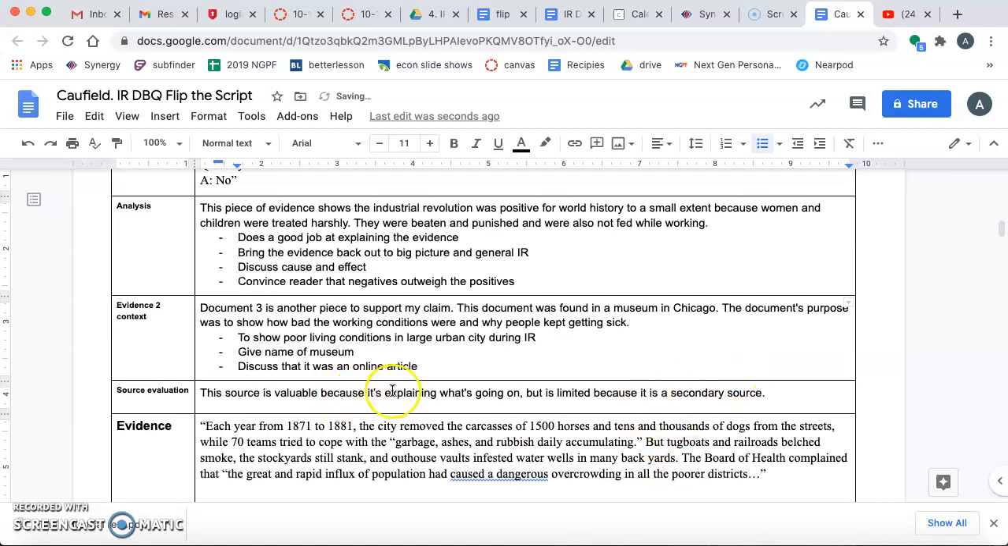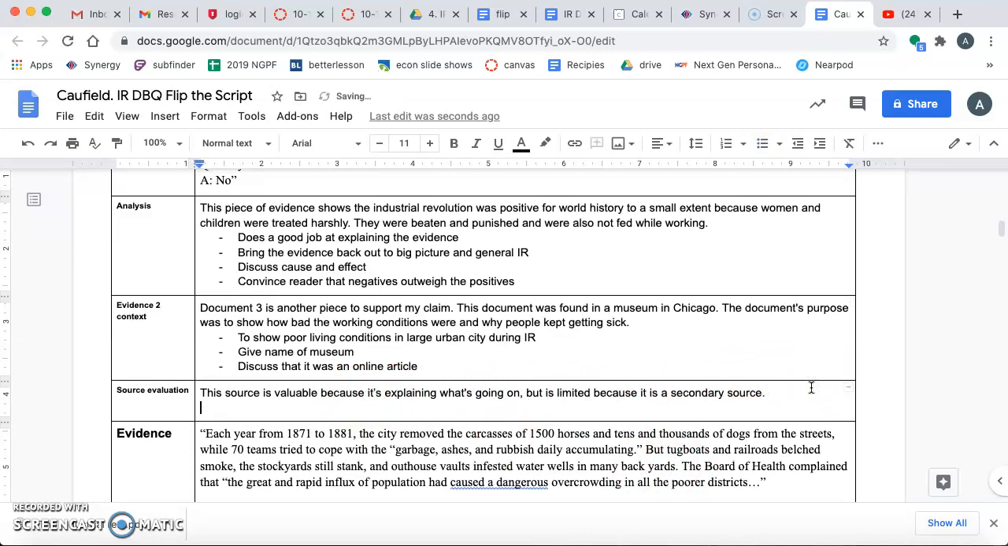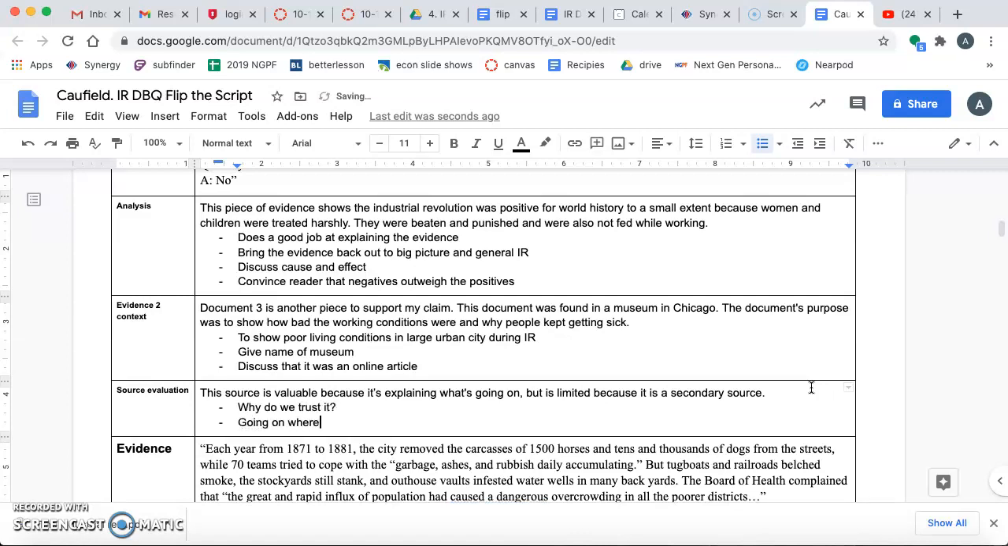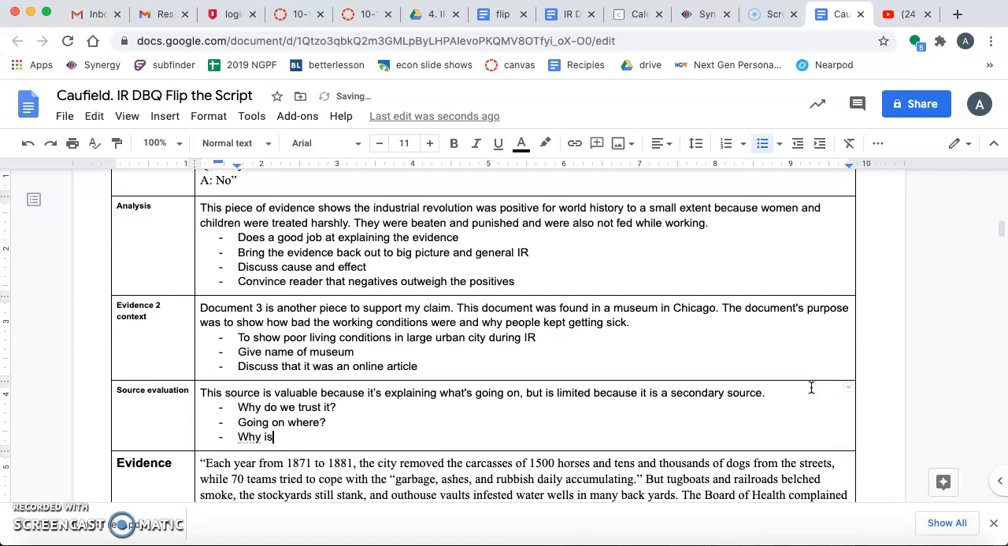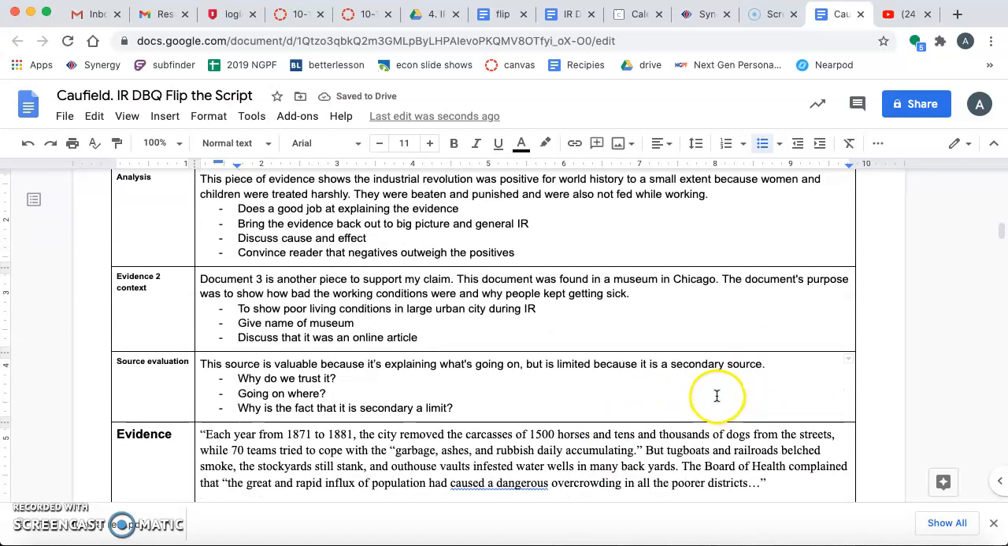This source is valuable because it explains what's going on. But it's limited because it's a secondary source. Okay, so this one, the source is valuable because it's explaining what's going on. Why do we trust it? Going on where? Why is the fact that it is secondary a limit? Okay, so lots of questions.